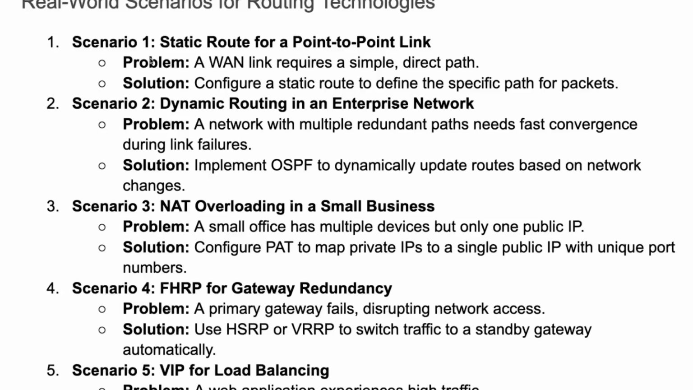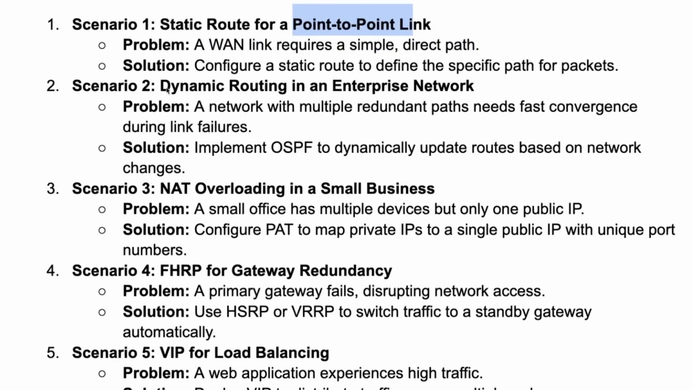So scenario one would be that a static route for a point-to-point link needs to be established. So the problem is that the wide area network link requires a simple and direct path. That's the problem. Now we could do a configuration of a static route to define the specific path for packets. So we're talking about static routing, and static routing is best for point-to-point connections of local area networks to establish a wide area network. So if a wide area network link requires a simple direct path, you would use static routing to create that point-to-point connection.